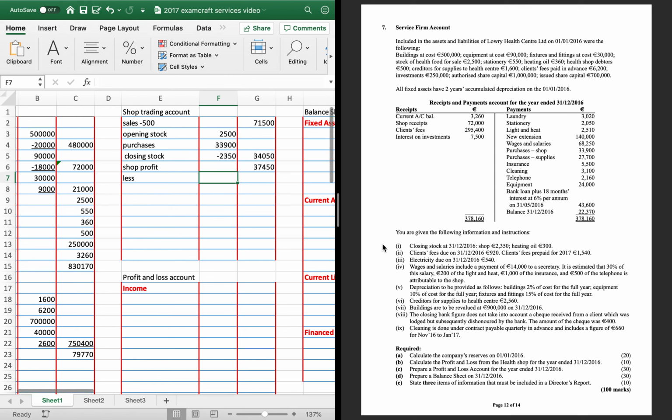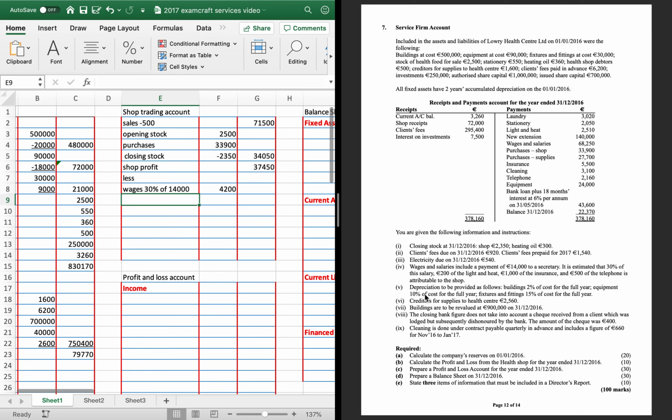Now at that point, I'm going to go down and put in my shop expenses from the bottom of the question. Salaries include a payment of 14,000 to the secretary. It's estimated that 30% of this salary is attributable to the shop. So less wages, and it's going to be 30% of 14,000, which is 4,200.